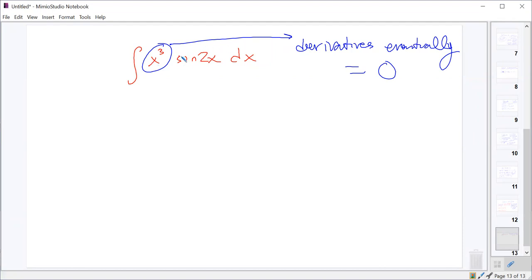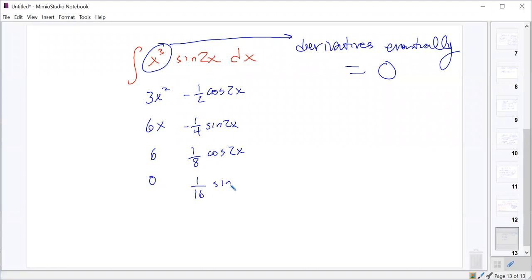And then we should be able to integrate sine of 2x as many times as we need to match up with the derivatives of x cubed. So the first derivative of x cubed is 3x squared, then 6x, then 6, then 0. We'll just list those all going down. And then we'll take the integrals of sine 2x. So the first one should be negative 1/2 cosine 2x. And then the integral of that ought to be negative 1/4 sine 2x. And then the integral of that ought to be 1/8 cosine 2x. And then the integral of that ought to be 1/16 sine 2x. And so we'll match these up.